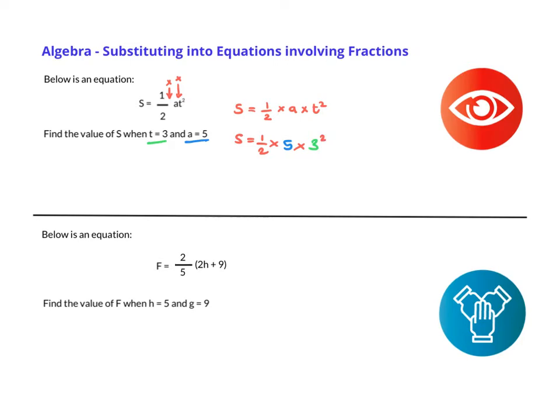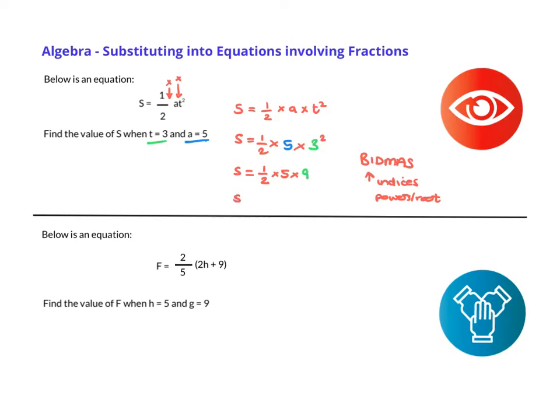Now we've got to remember that in these situations we must use BIDMAS, which is the order of operations. The I in BIDMAS represents indices, which involves powers and roots. So that little squared on the 3 squared is what I need to do first. That will give me a half times by 5 times by 3 squared, which is equal to 9.